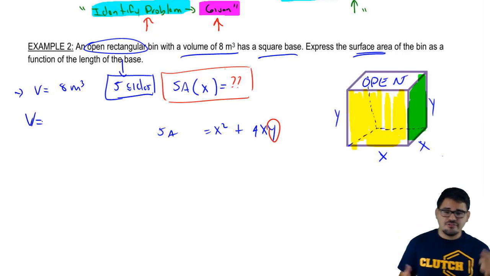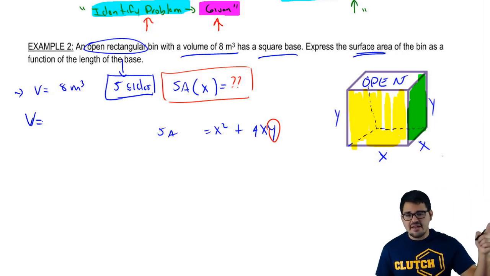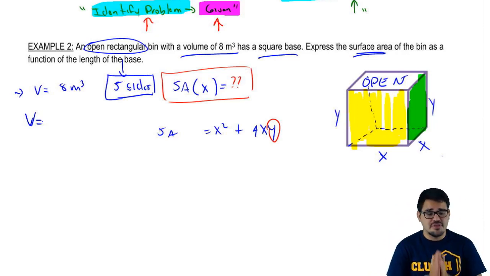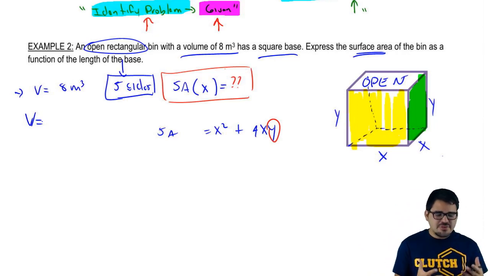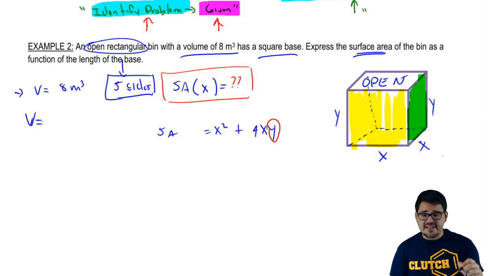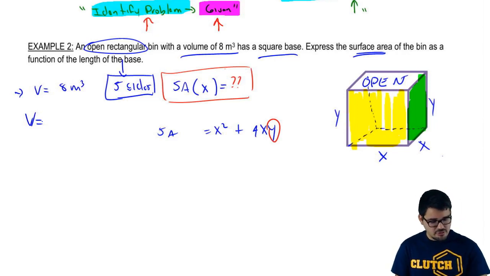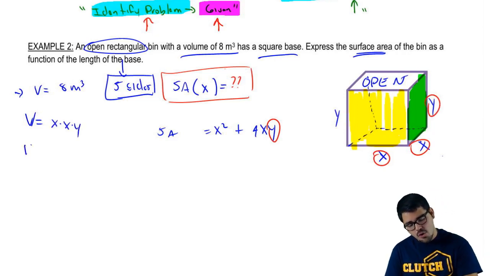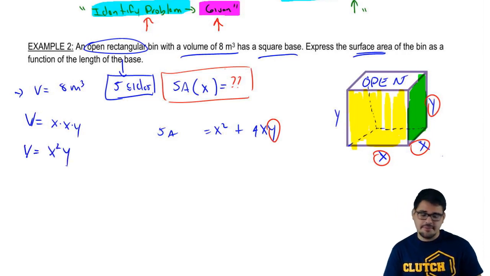Well, we know that the equation for volume is usually base times width times height, or length times width times height. Whatever you are used to doing is 3 dimensions being multiplied. Since we have a square base, that helps things because the base, the length, is going to be x. So is the width, it's also going to be x. And the height is going to be y. So we're multiplying these 3 dimensions all together: x times x times y, or we can also write it as x squared y.